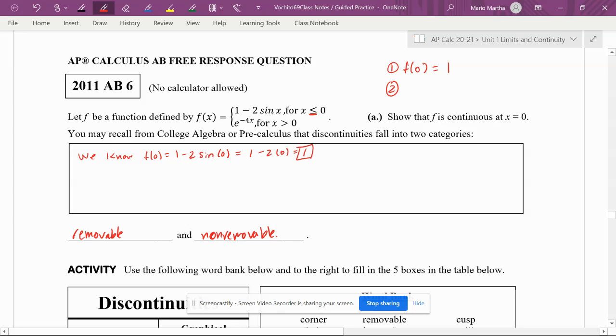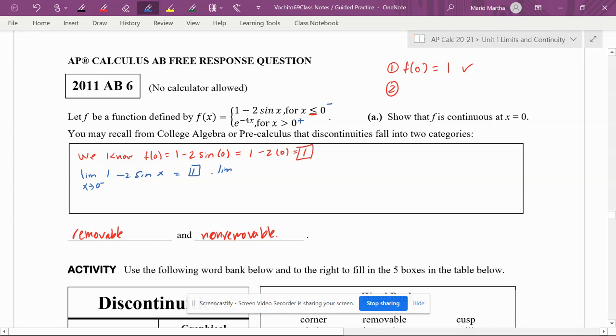The second condition, let's see if it meets it. Now let's find the limit. The limit as x approaches 0 from the left side first, that is a left side limit, and then we'll do a right side limit. The left side is the limit of 1 minus 2 sine of x. If you do direct substitution, we end up with positive 1.